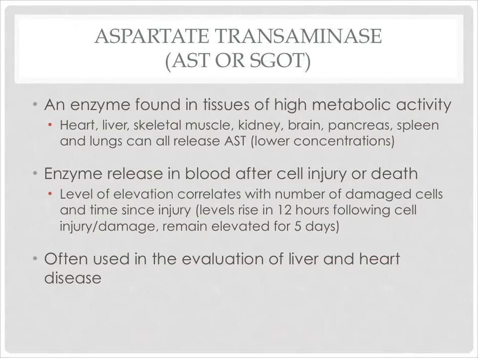The AST is another liver enzyme test which is part of the complete metabolic profile. This is an enzyme that's found in tissues that have high metabolic activity, such as the heart, the liver, the kidneys, and the lungs. However, it's important to note that lower concentrations will be found in organs that don't have such high metabolic activity. So for any of the organs listed here, the higher the metabolic activity of the organ, the more AST it will put out. And in some other organs, such as maybe the spleen, that don't have as high metabolic activity, you will find a lower level of AST being produced.